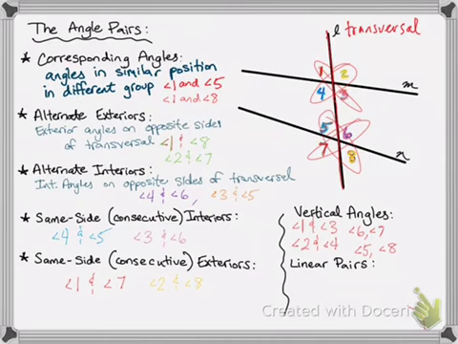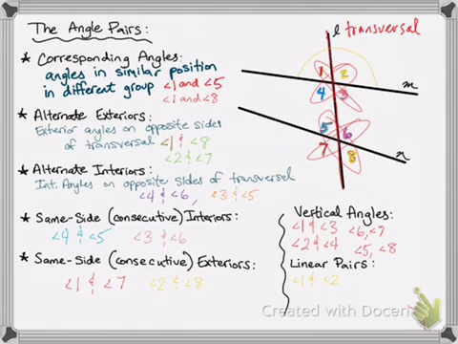Linear pairs, remember, those are the pair of angles that forms a line. And they're adjacent. So, like angle 1 and 2. Angle 1 and 2 are adjacent. Angle 1 and 2 sit on line M. So they are a linear pair. Angle 1 and angle 2.